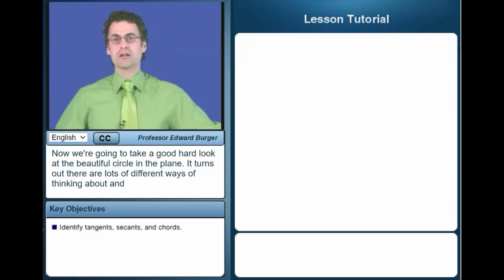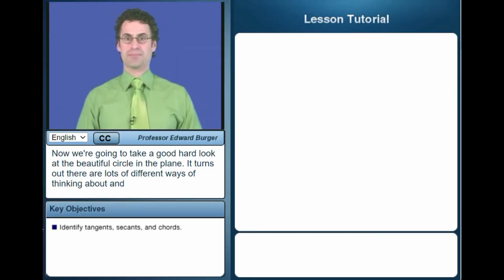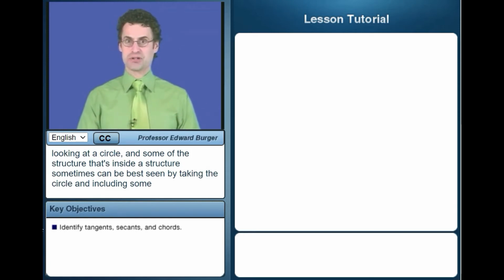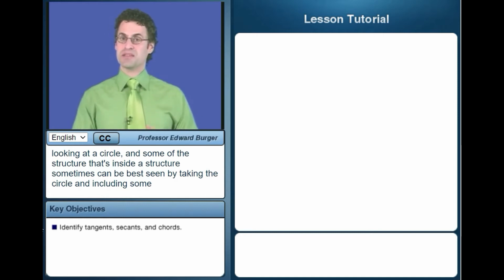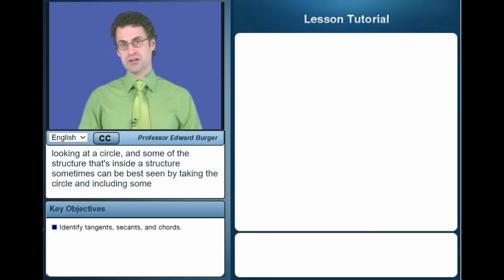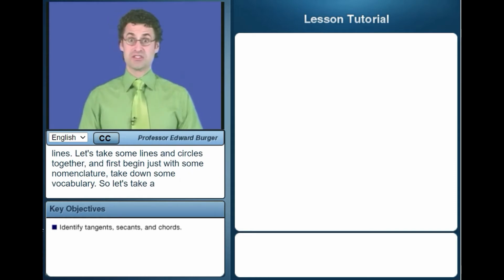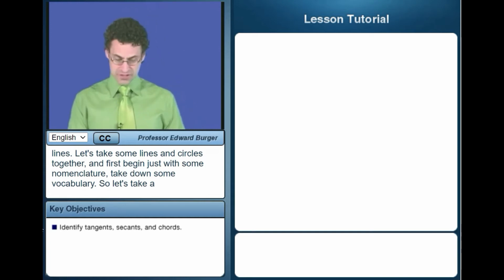Now we're going to take a good hard look at the beautiful circle in the plane. And it turns out there are lots of different ways of thinking about and looking at the circle. And some of the structure that's inside a circle sometimes can be best seen by actually taking the circle and including some lines. So let's take some lines and some circles together and first begin just with some nomenclature, get down some vocabulary. So let's take a look.